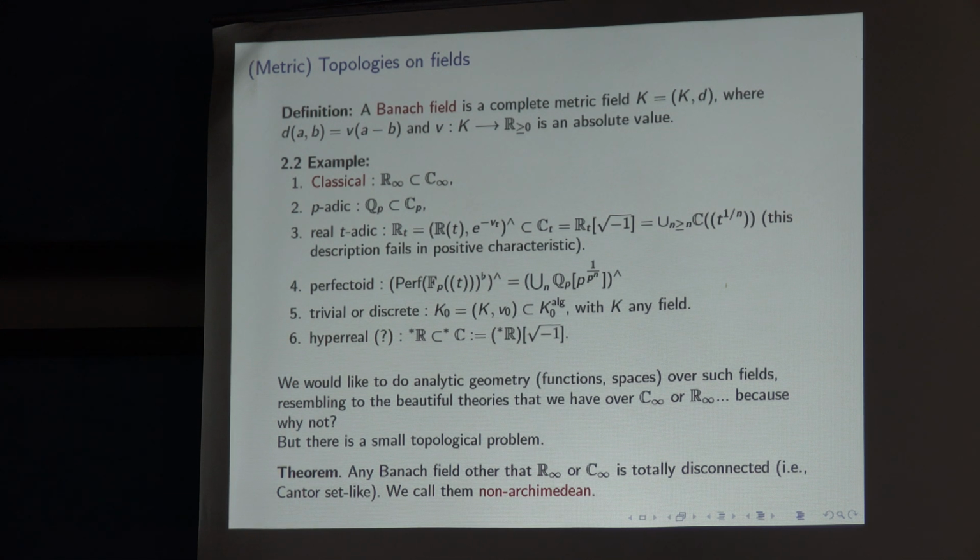The problem is that if you happen to work with one of these fields which is not the complex numbers or the real numbers, then the topology is not so good. The topology is totally disconnected. The metric topology of any field which is not the complex numbers is totally disconnected, so you may think that you get a Cantor set like metric space, and these are called non-Archimedean.